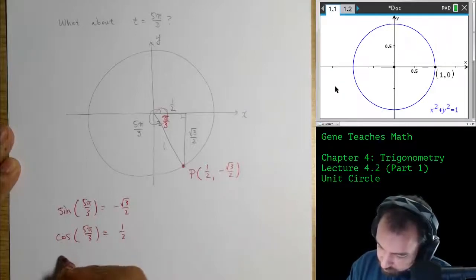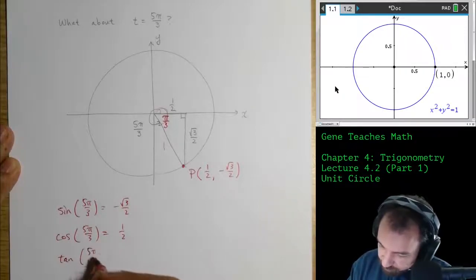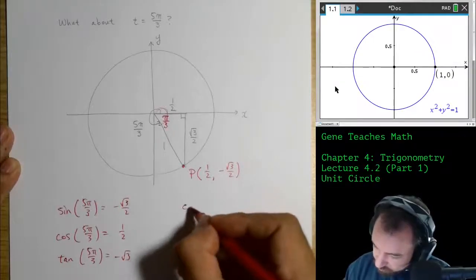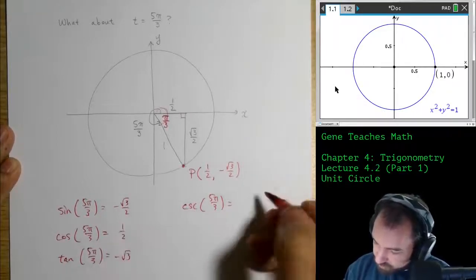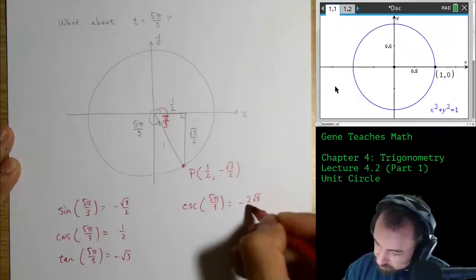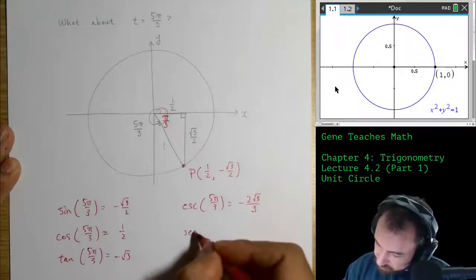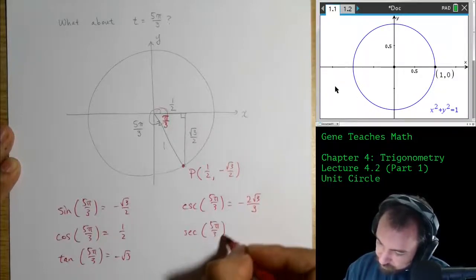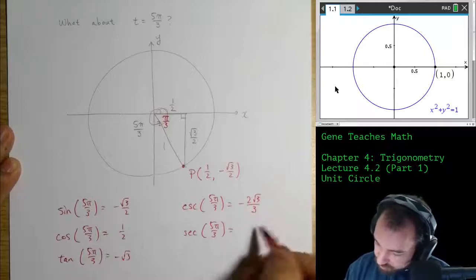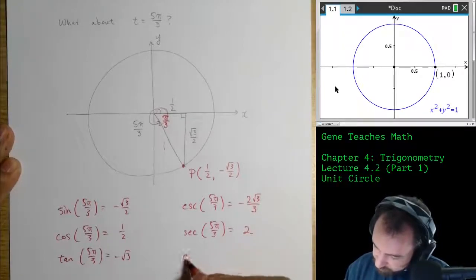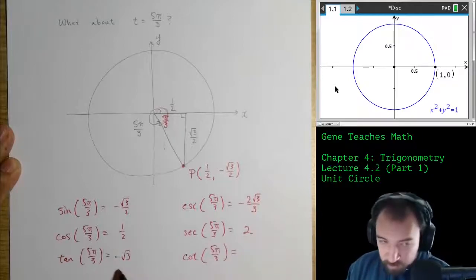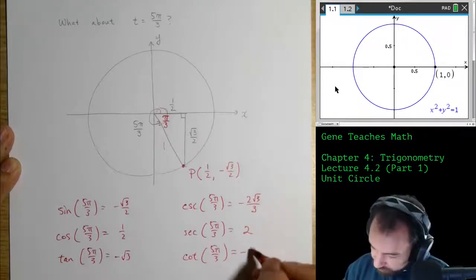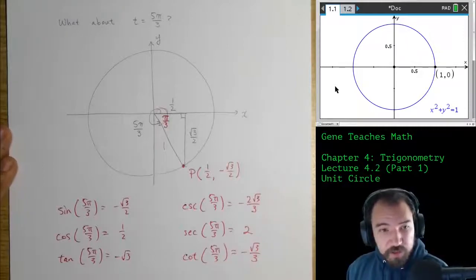And we can keep going just for good measure. Tangent of 5 pi over 3 is the y-coordinate over the x-coordinate. Cosecant of 5 pi over 3 is the reciprocal of sine of 5 pi over 3. Secant of 5 pi over 3 is the reciprocal of cosine of 5 pi over 3. And then cotangent of 5 pi over 3 is the reciprocal of tangent of 5 pi over 3. This becomes negative root 3 over 3. So there we have it.